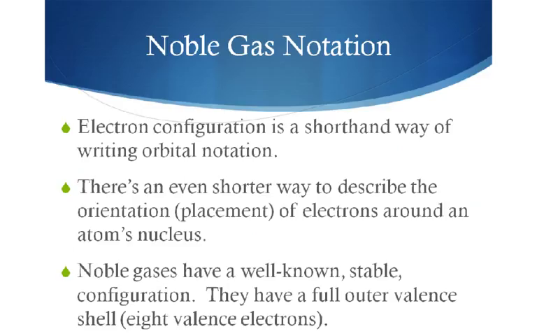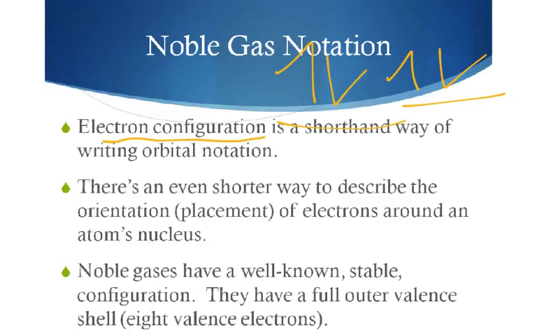Now, lastly, I want to talk about noble gas notation. Well, we already know that electron configuration is a shorthanded way to write all those arrows that we've got drawn on those lines. Well, there's an even shorter way to describe where the electrons are in placement or orientation around the nucleus.